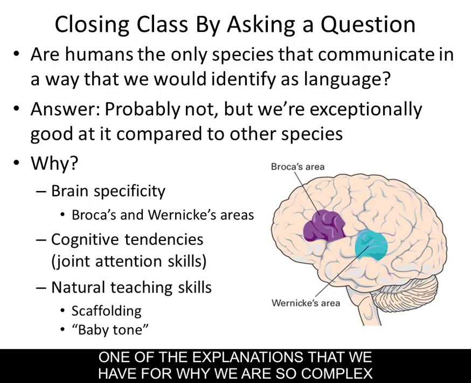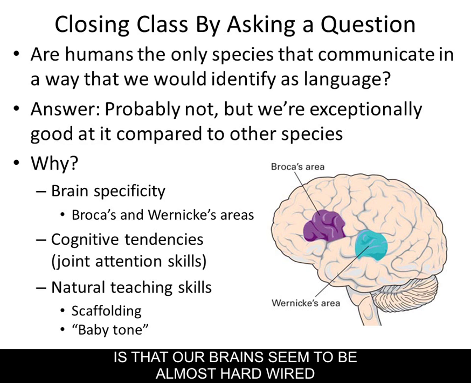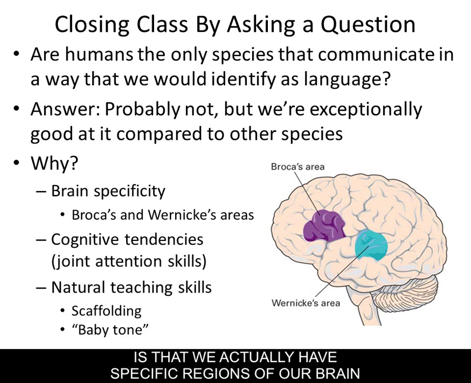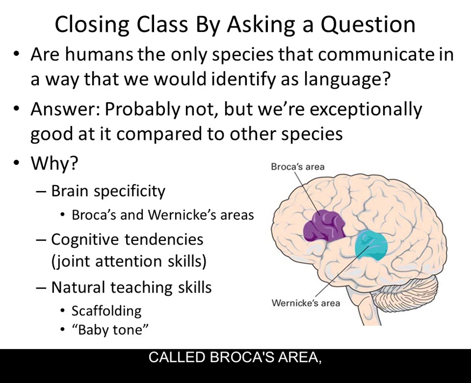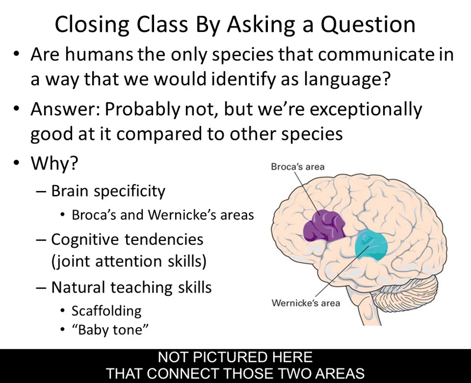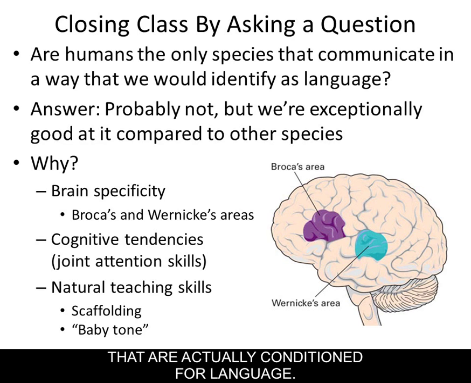One of the explanations that we have for why we're so complex in our speech processes, or so adept at being able to communicate, is that our brains seem to be almost hardwired to pick up on language. In fact, a number of studies have shown that we have specific regions of our brain called Broca's area and Wernicke's area, and there are actually a number of other areas not pictured here that connect those two areas and go a little bit above Wernicke's area that are conditioned for language.